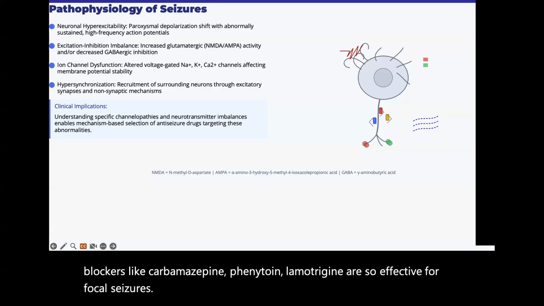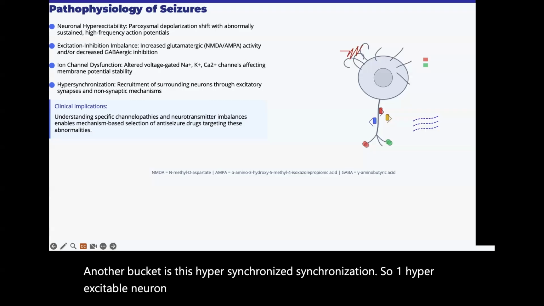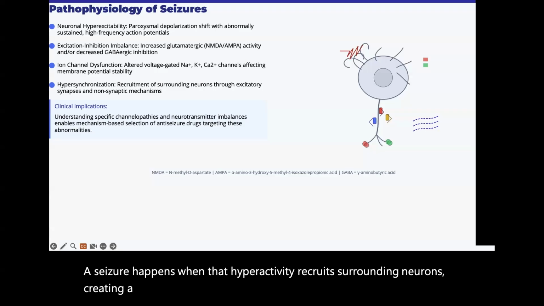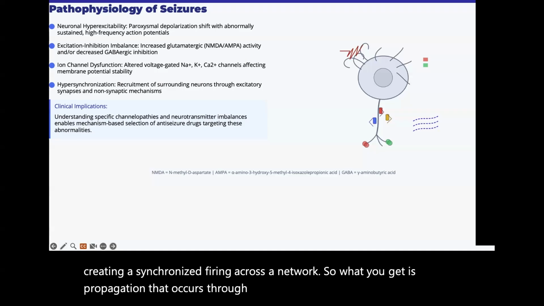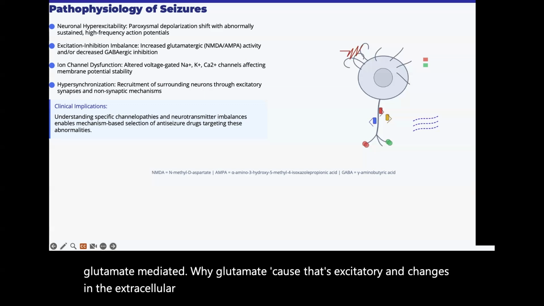Another bucket is hypersynchronization. So one hyperexcitable neuron is not a seizure. A seizure happens when that hyperactivity recruits surrounding neurons, creating a synchronized firing across a network. So what you get is propagation that occurs through what's called synaptic spread. That's glutamate mediated. Why glutamate? Because that's excitatory. And changes in the extracellular ionic environment, this is what gives the seizure their characteristic rhythmic pattern.